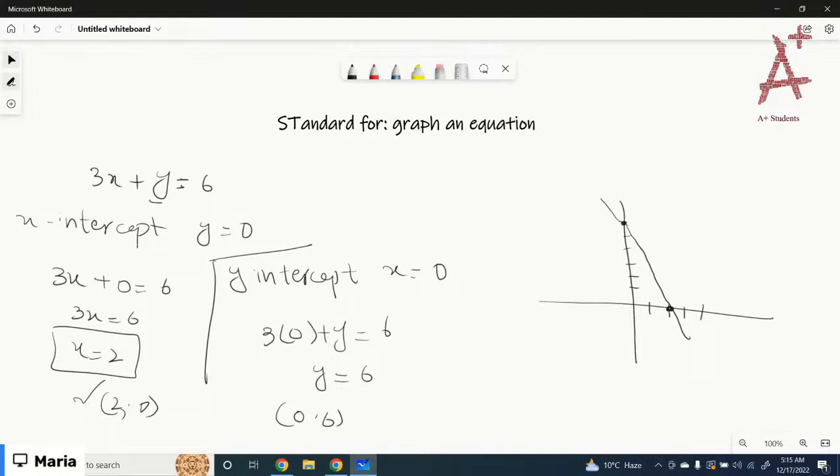Got it? Got it, everyone? If you have any question, please write the question in the chat box. I'll answer all your questions if you have any. Got it, everyone?